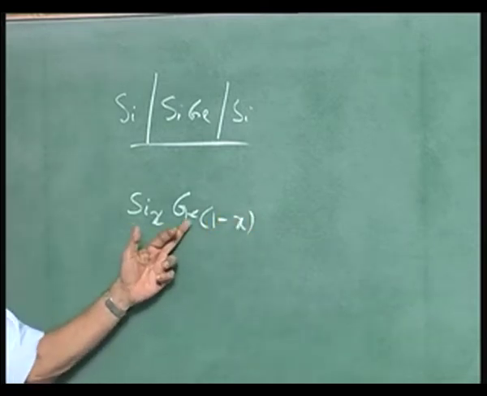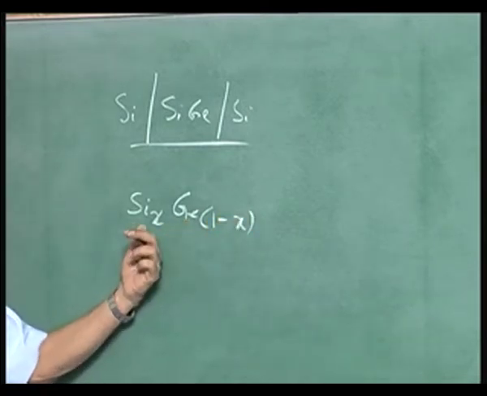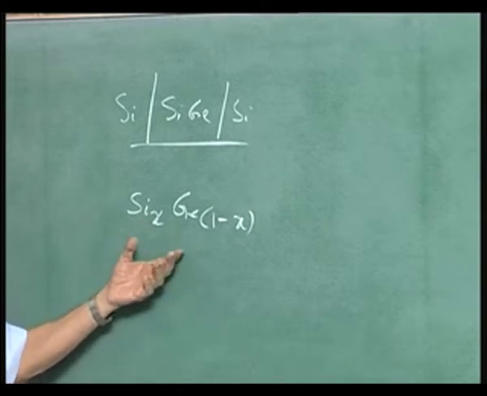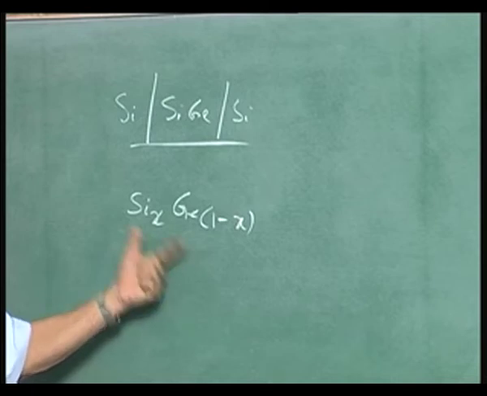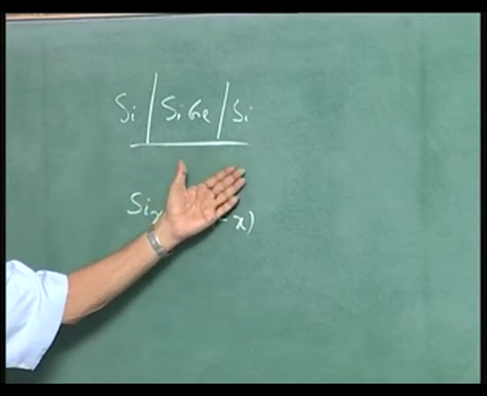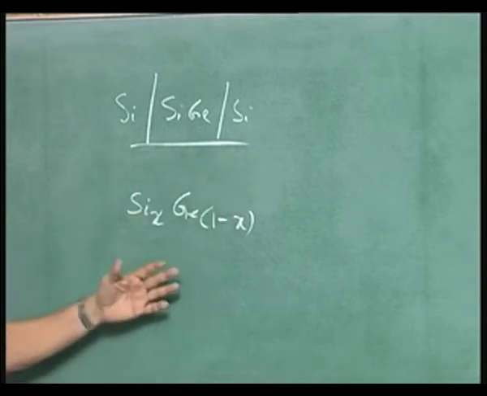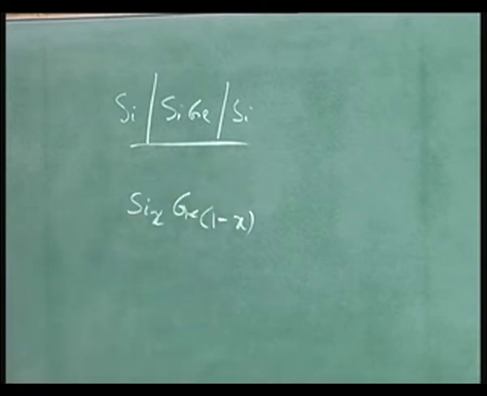X equal 0 is germanium, X equal 1 is silicon. This sort of structures are possible. Today, it is a very popular device or material, silicon germanium and silicon for high speed devices. I think I will have occasion to talk about that a little later during the course of the coming few lectures.